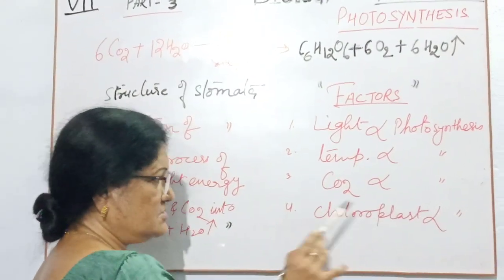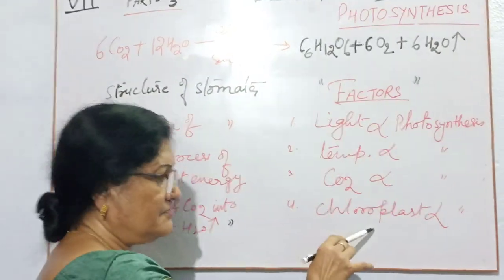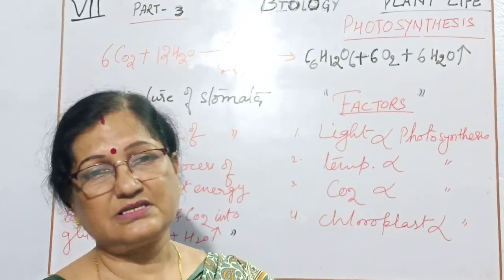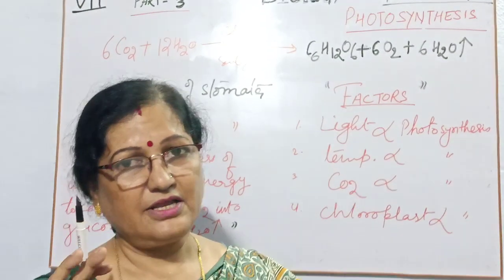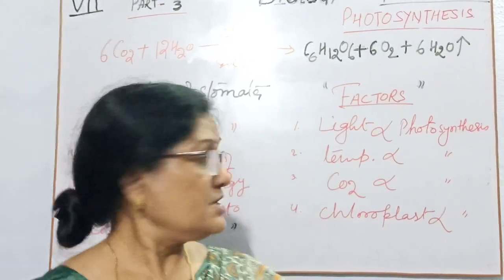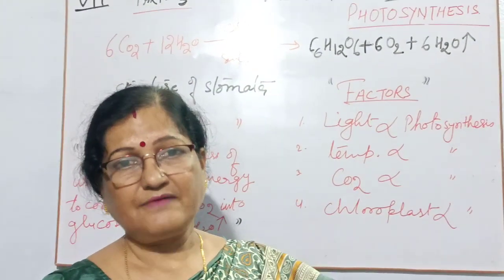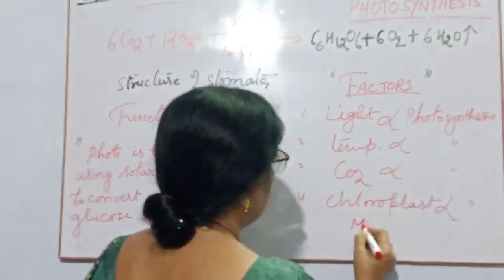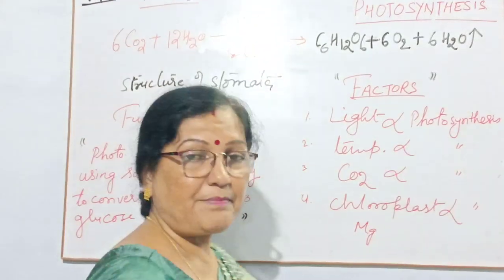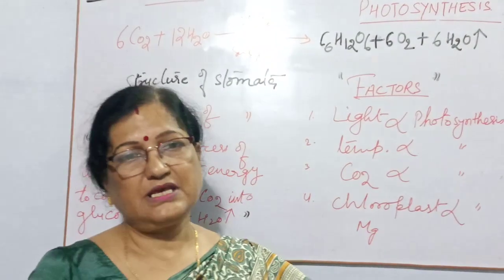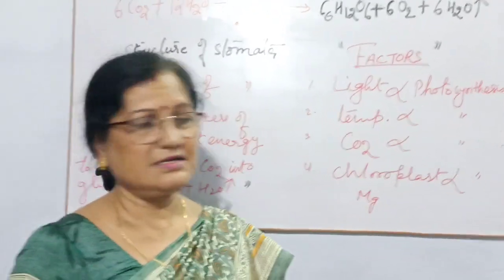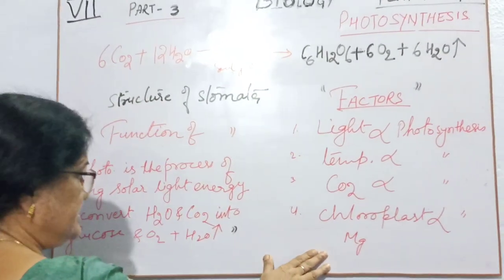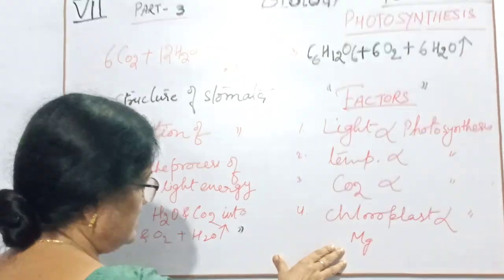Chloroplast, this is the pencil box. Inside it, chlorophyll pigment is present. Please children, thoroughly keep in your brain that chloroplast has chlorophyll, and chlorophyll has a main mineral, that is magnesium, and due to that magnesium they can prepare the chlorophyll molecule. You will study this in the higher classes. So these factors affect photosynthesis in our plants.